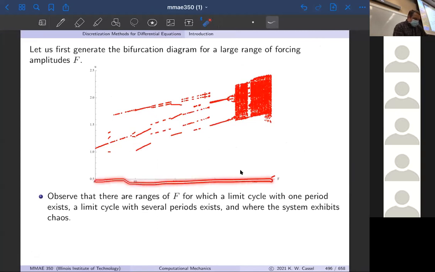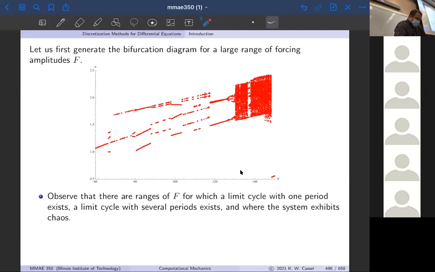The horizontal axis is F, going from 60 to 150. And then this is U. So all of these dots are showing you, the way I generated this was I picked different Fs and I said, okay, for this particular F, what are the possible U's? In this case, there's only one solution. It's right there.